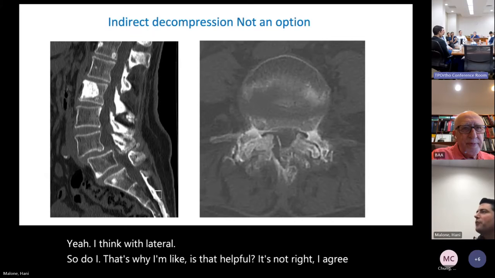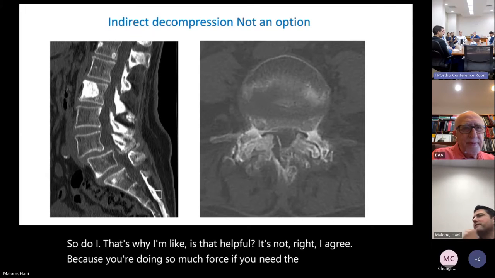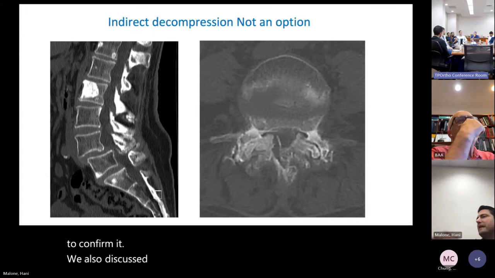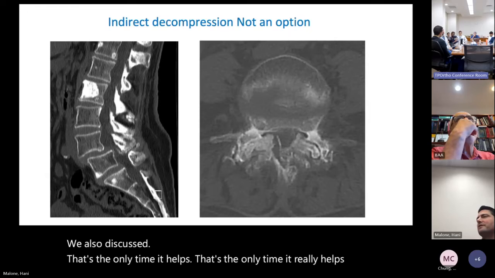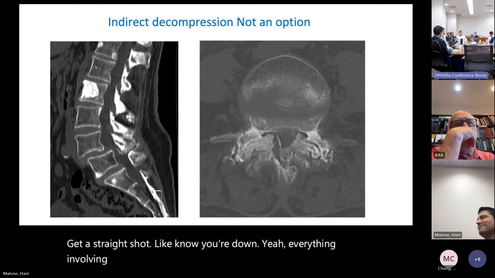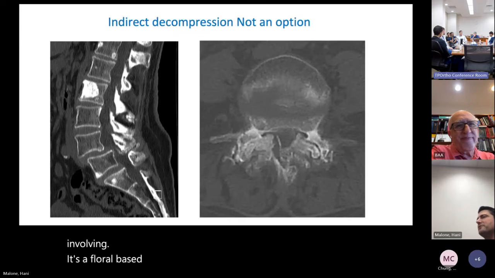Because you're doing so much force, we need the fluoroscopy to confirm. I think the dilator placement initially on the disc, maybe you save a few X-rays there. That's the only time it really helps. You kind of get a straight shot down. But then everything involving disc prep, it's a fluoro-based procedure. Yeah, that's been my experience.